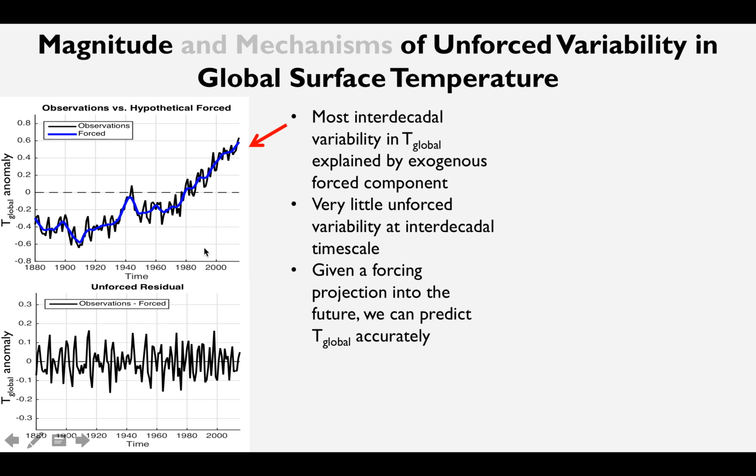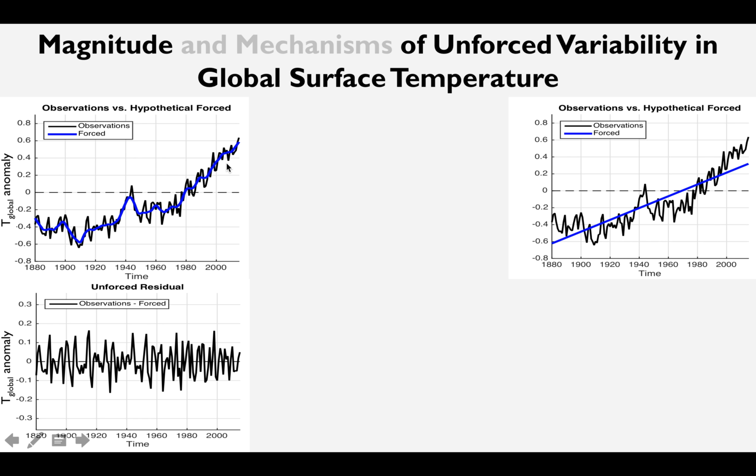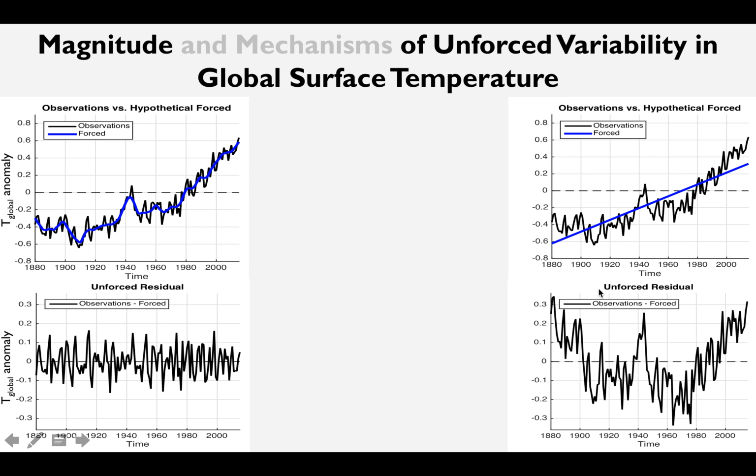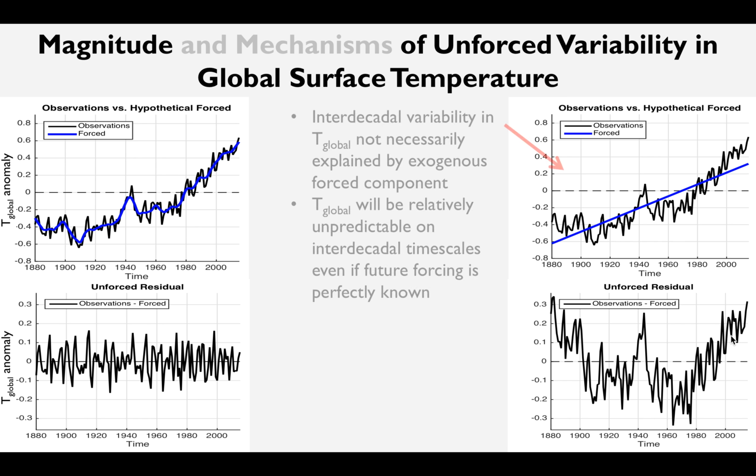That has implications for future projections, because it would mean that if you knew the future forcings pretty accurately, then you could essentially know what global temperature is going to do, because it's going to follow the forcings pretty diligently. Now we can imagine another world where the dichotomy looks like this, where the observations are the same in black, but this time the forced component of the variability is just a monotonically increasing trend. So that would mean that all of the interdecadal variability that you see falls into the unforced component.